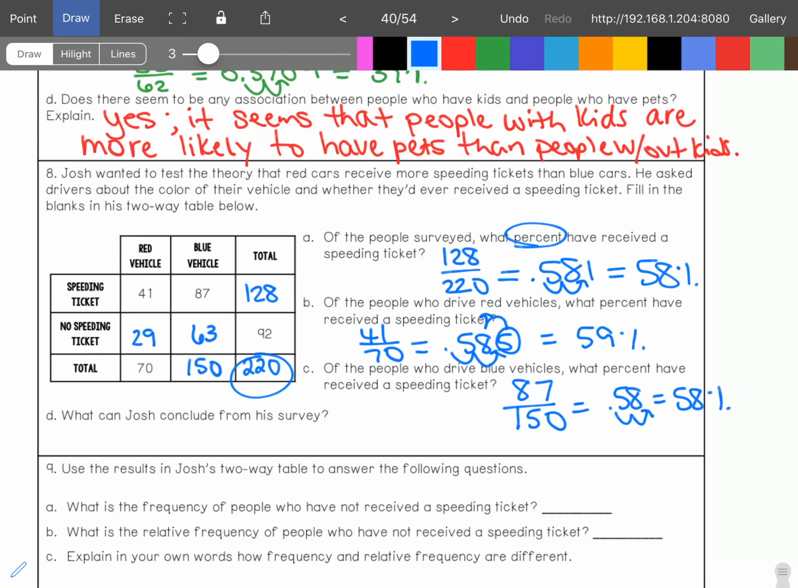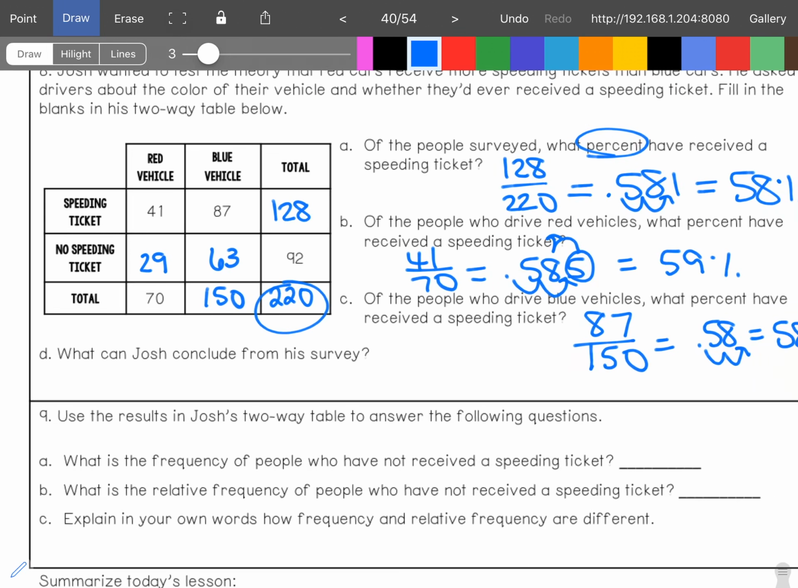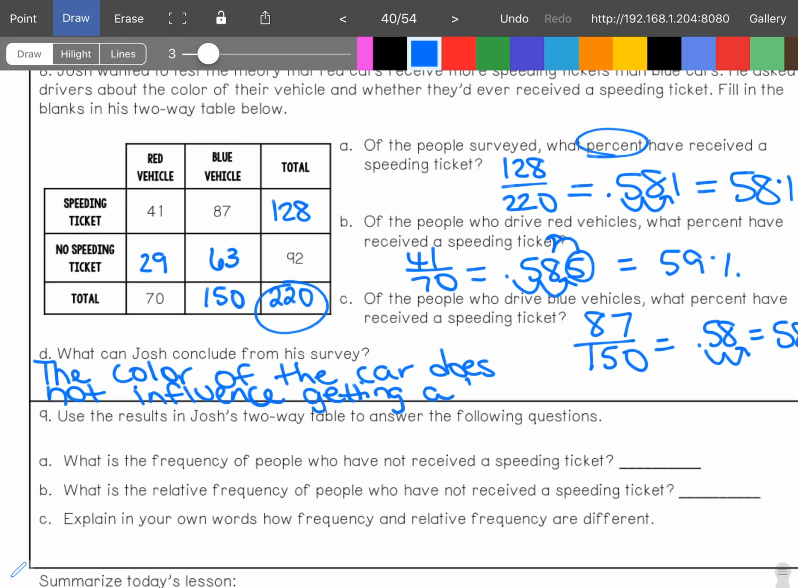So what can Josh conclude from here? So if they had a red vehicle, 59% of those people got a ticket. If they had a blue vehicle, 58% got one. So do red vehicles seem to get more tickets? I wouldn't say so. Those percentages are awfully close. So Josh can conclude that the color of the car does not influence getting a ticket. And you could have written your answer slightly different, but okay.